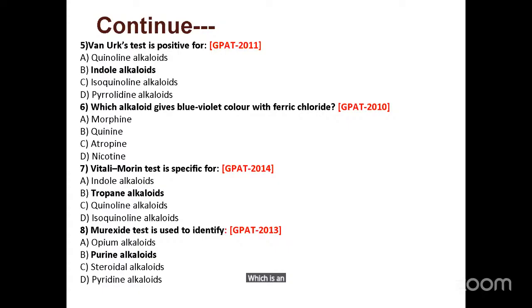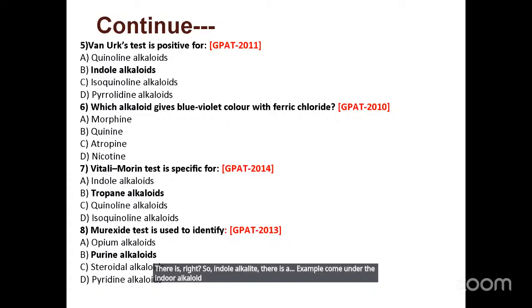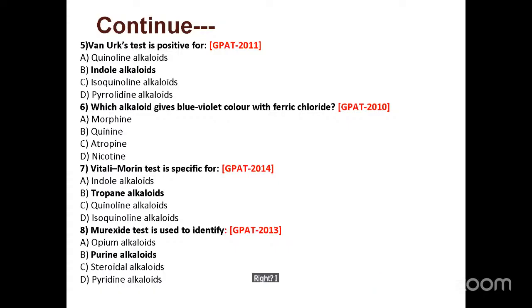Examples of indole alkaloids are ergometrine, ergotoxine, and ergovine. So in the indole alkaloid, there is an example that comes under the indole alkaloid. Ergot comes in it, right? Ergot, Claviceps, belongs to the family Clavicipitaceae.